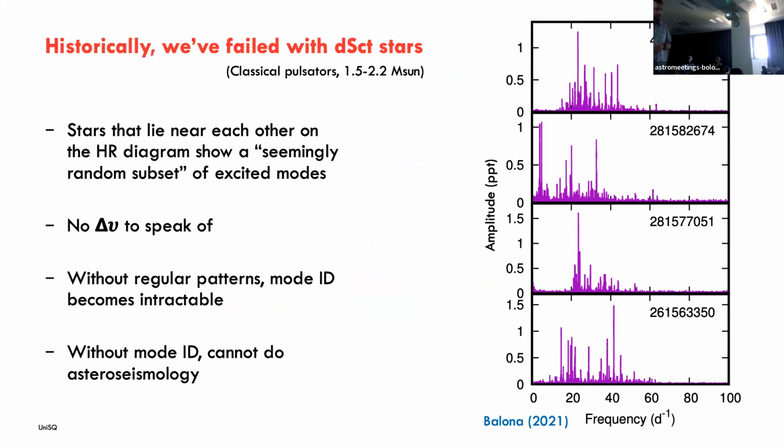And historically, we've kind of failed with delta Scuti stars. It seems that stars that lie near each other on the HR diagram have some seemingly random subset of modes identified. There's been no delta nu to speak of, so we haven't identified regular patterns of pulsation modes. And without those regular patterns, the mode IDs become intractable, meaning we can't label each mode with its degree. And then without those labels, you can't do asteroseismology. But a few years ago, we had a breakthrough.